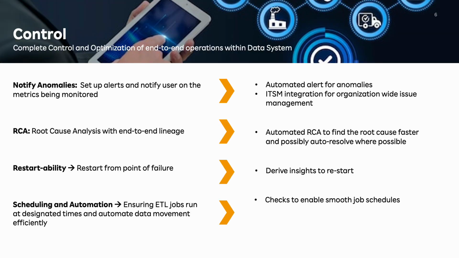Finally comes the control. Now that you understand from your balances what is right, what is wrong, which jobs are not going as expected, next your task would be to make sure that you control them, right? You should have a complete control over what is going right and what is going wrong, so that you're able to optimize end-to-end operations of your data systems. So there are different ways that you can control.